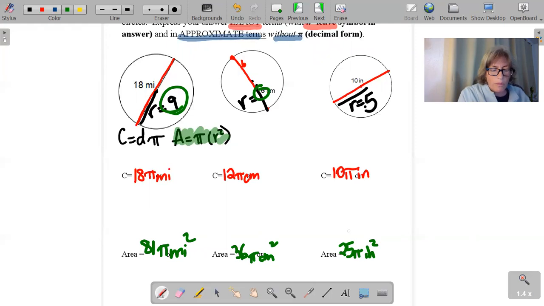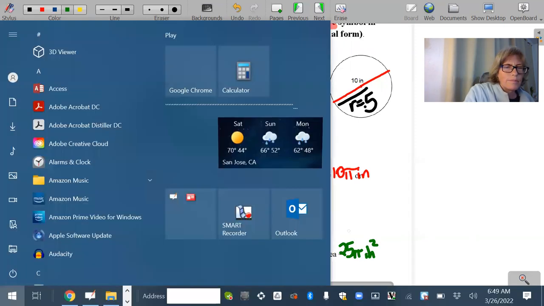Now we'll get the approximate form, so you can get your calculators out.